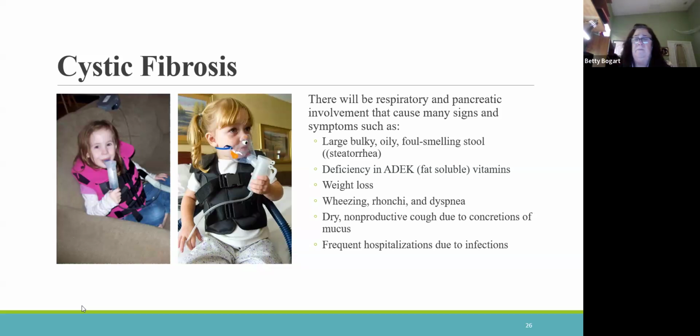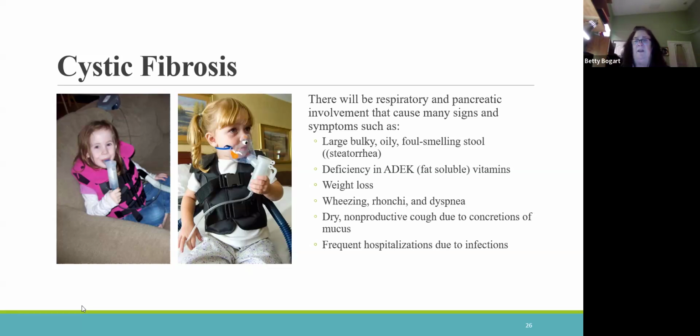Got to watch it. Do you remember in nutrition when they talked about how many calories per gram of protein, fat, and carbohydrates? Fats are 9 calories per gram. The other two are 4. So where's a bulk of the calories coming from? Fat. And the fat can't be absorbed. So these children are going to be at risk for nutrition deficiency and weight loss.